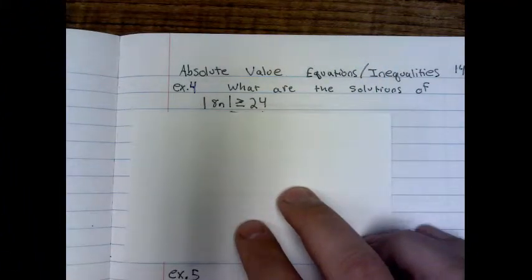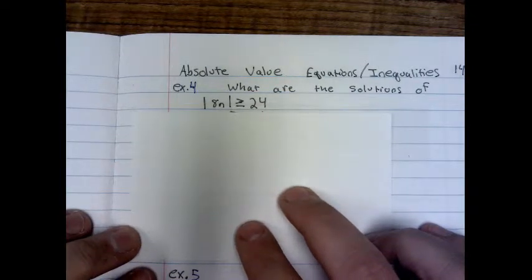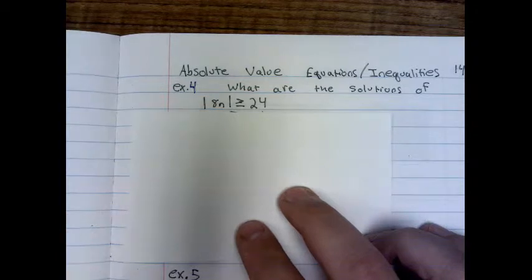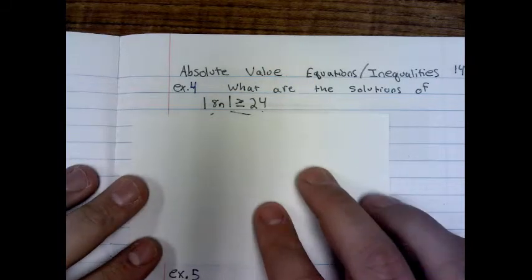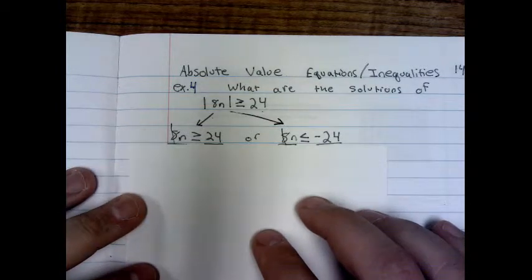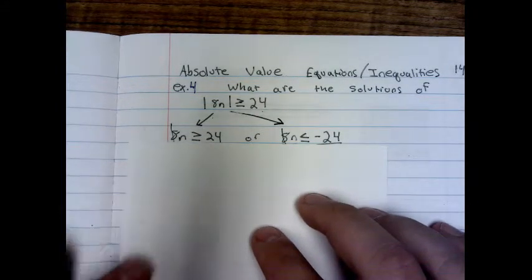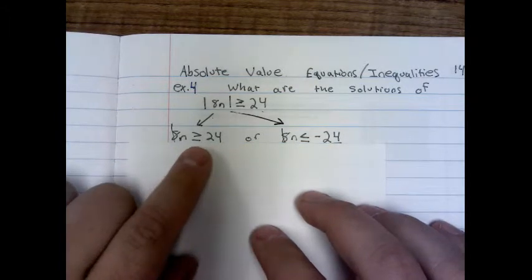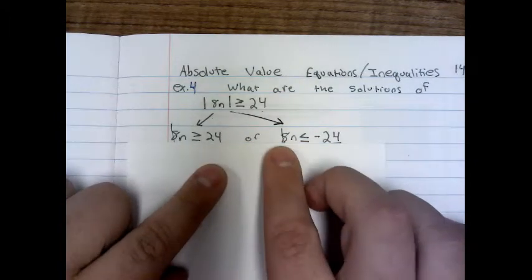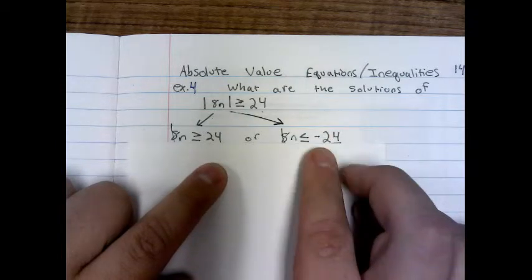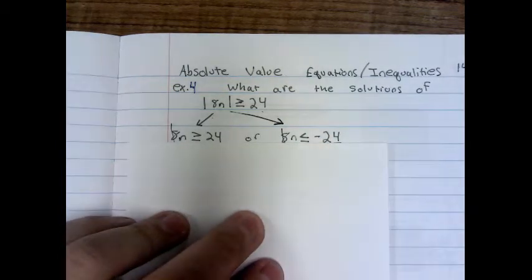So our 4th example is the absolute value of 8n is greater than or equal to 24. And again, I'm talking about greater than or equal to. So the distance is greater than 24, or whatever that number n turns out to be. If I have greater than, I'm looking for numbers that are going away from 0. So I'm going to be splitting this up into an or inequality. So I've got now 8n is greater than or equal to 24, or 8n is less than or equal to -24.